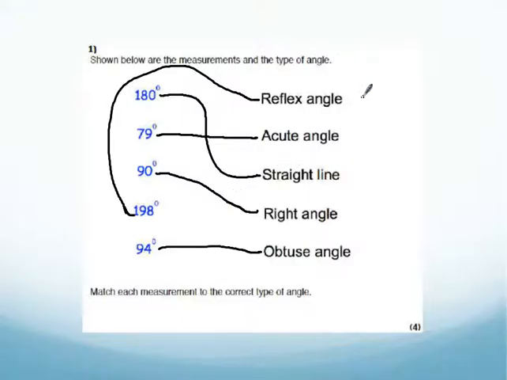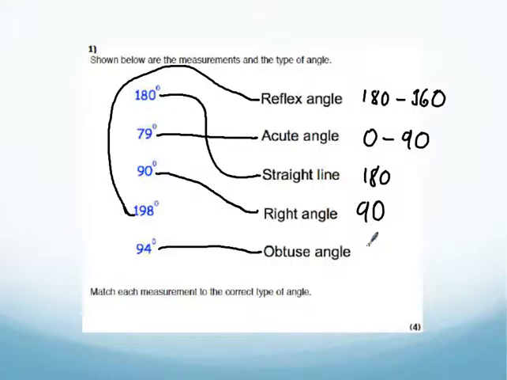So a reflex angle is between 180 to 360 degrees. Acute angle is from 0 to 90 degrees. Straight line is just 180 degrees. Right angle is 90 degrees, and obtuse angle is between 90 to 180 degrees. Okay.